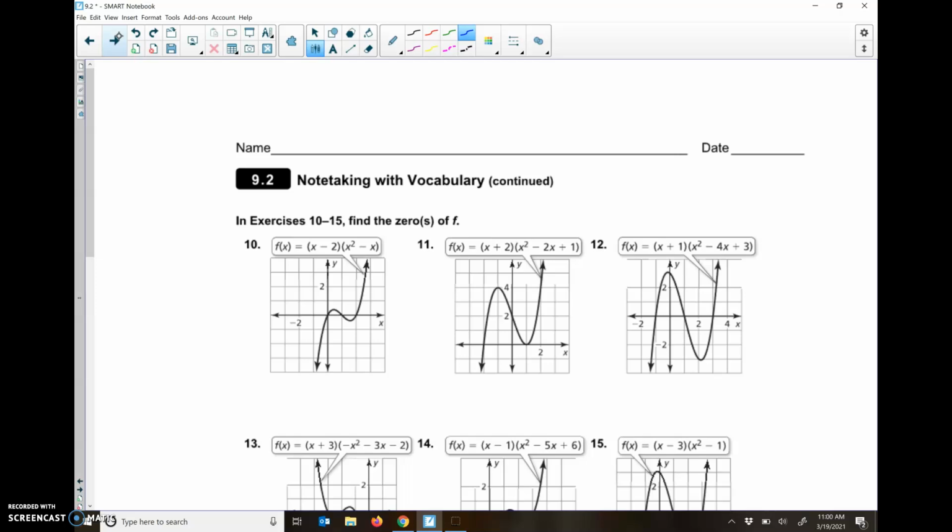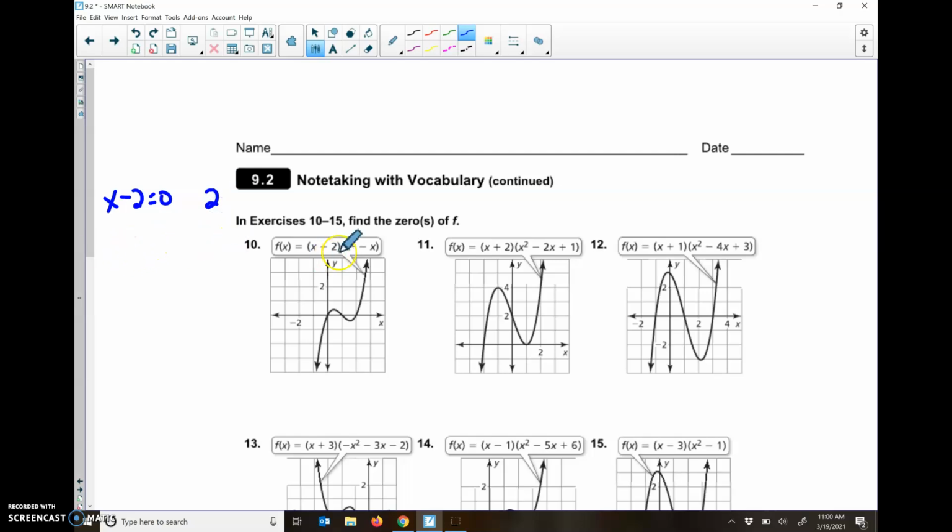I'll show you the short way, which is super easy if you have the graph, and then we'll go through the long way. So let's do the long way for number 10. I'm finding the zeros. So x minus 2 equals 0. So 2 minus 2 equals 0. So 2 is one of my zeros.